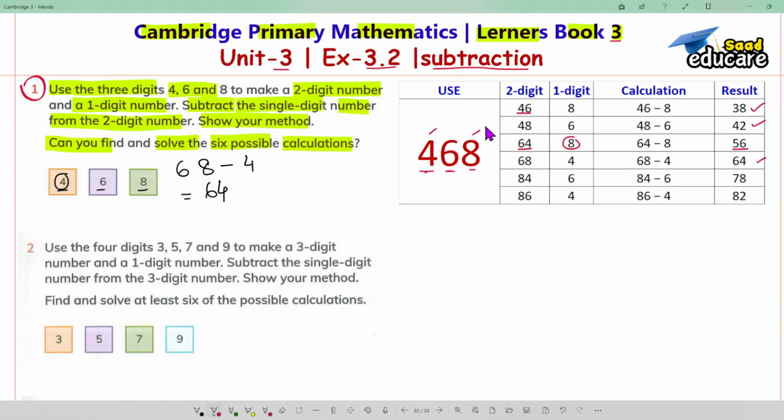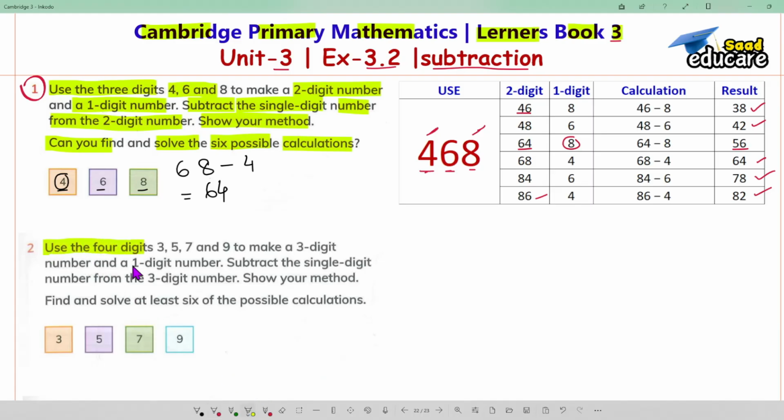Now we take 8 and 4, so 84. Then we subtract 6. 84 minus 6 will be 78. And finally 86 minus 4 will be 82. It's a simple thing. Similar is question number 2.